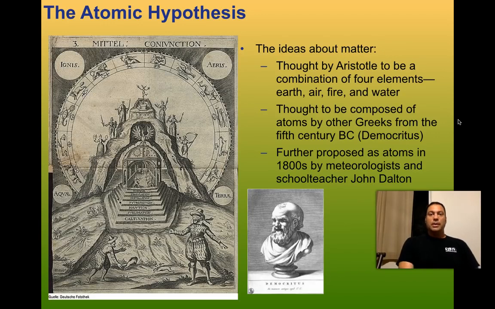Finally, it was in the 1800s that meteorologists and a school teacher named John Dalton started making some observations that led to the demise of the earth, air, fire, water hypothesis and gave rise to the atomic model.